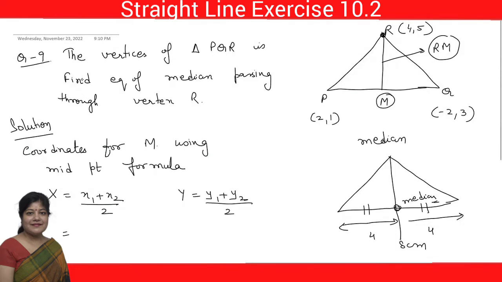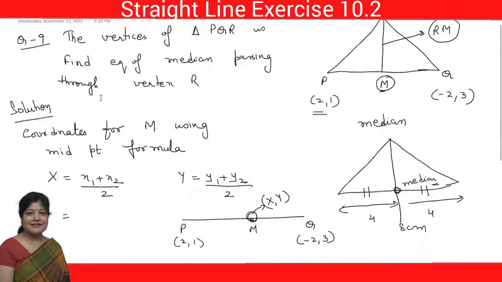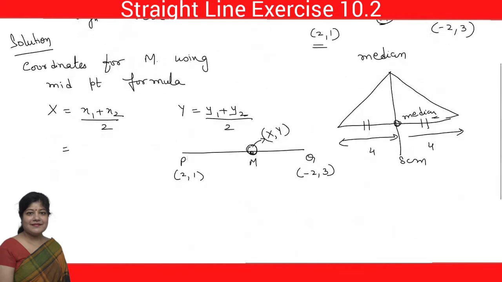Now here, M is the midpoint of P and Q. For example, this is a straight line P and Q and M is its midpoint. So we have 2 comma 1 and here I have minus 2 comma 3. So we have to find this coordinate, and the coordinate of M becomes x and y. So this becomes x1, this is y1, this is x2, this is y2.